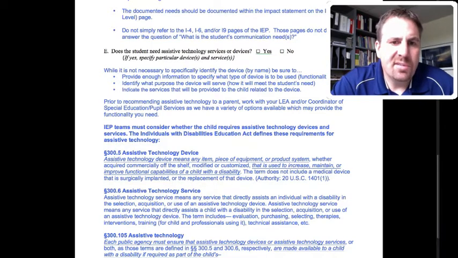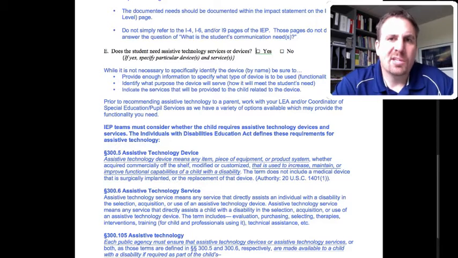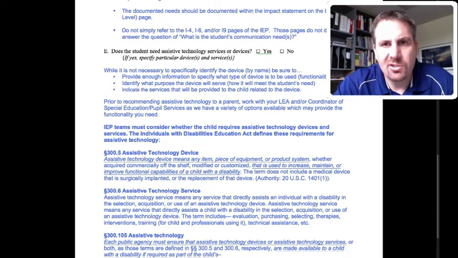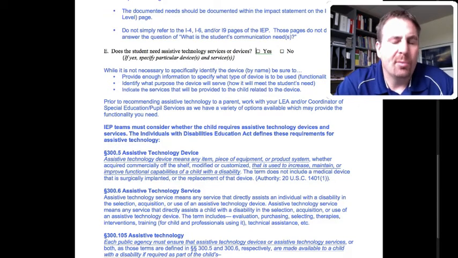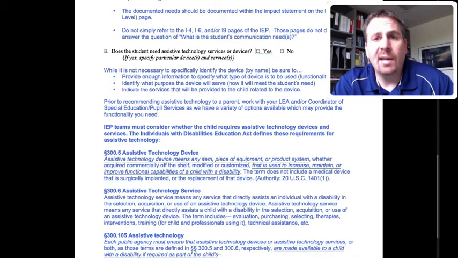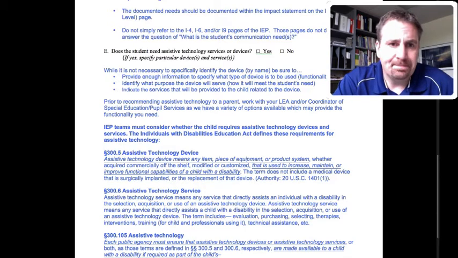Prior to recommending specific assistive technology devices to parents, please work with your LEA and Kari or myself and have conversations with us, because we have a variety of options available to us, but when we go into meetings and we're recommending things without having those conversations, it can be kind of challenging, because we have to talk about what we can sustain, we have to talk about what we're legally required to provide versus things that would just be nice to provide. So those are conversations that we want to have and come to some consensus on.